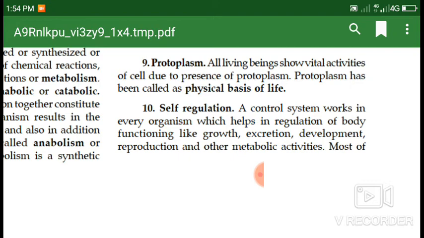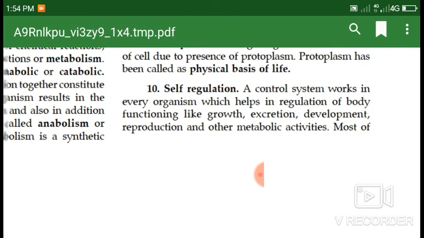Self regulation. A control system works in every organism, which helps in the regulation of body functioning like growth, excretion, development, reproduction, and other metabolic activities. This regulation has certain limitations, and in this way it can be restricted at a particular time.